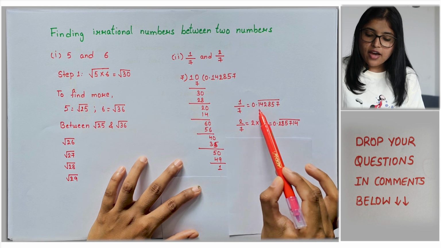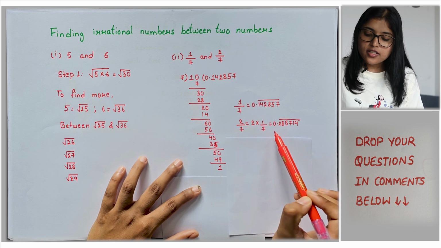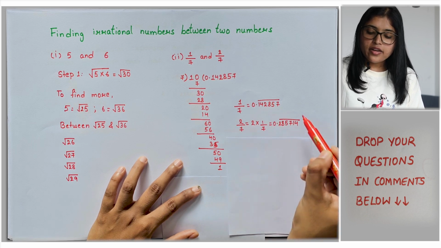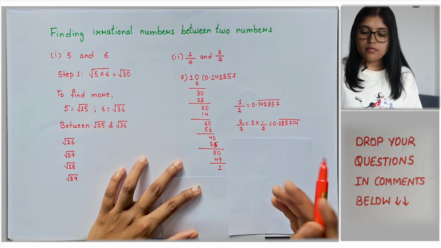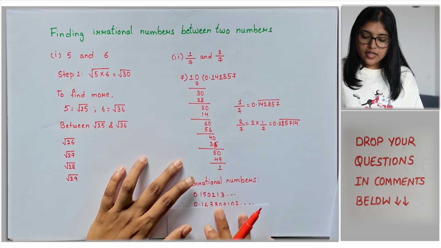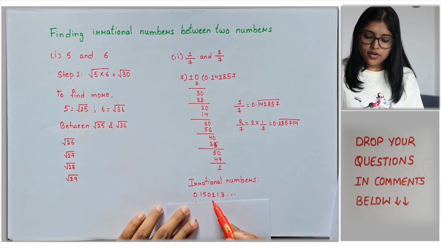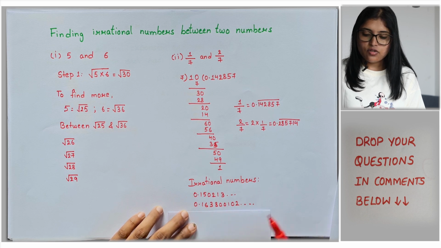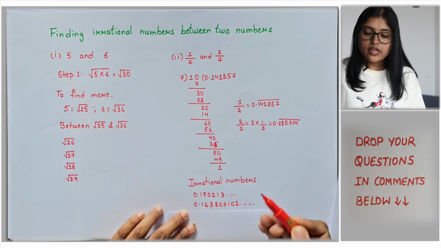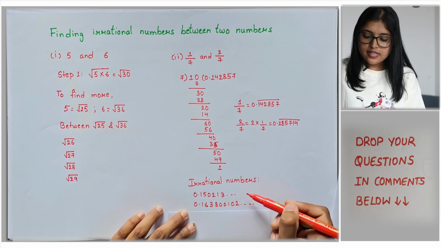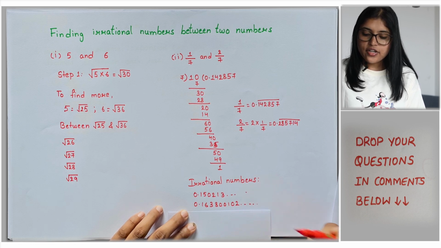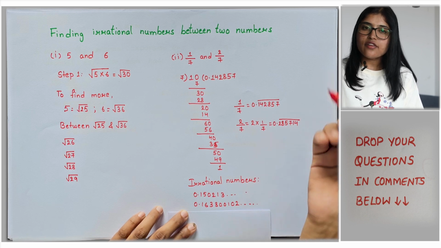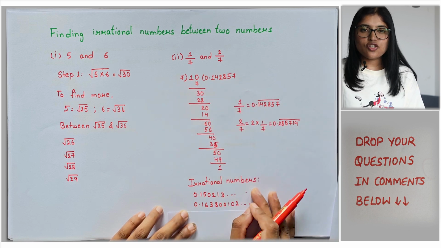So you can see here we have 0.14 and 0.28. We can imagine that there can be infinite irrational numbers between these two numbers, and we can write those. The irrational numbers can be written as 0.150213 and so on, 0.16380010 and so on. So the only criteria that we have to fulfill is that they are non-recurring and non-terminating, and that they are in between these two. In that way we can write infinite irrational numbers between these two numbers.